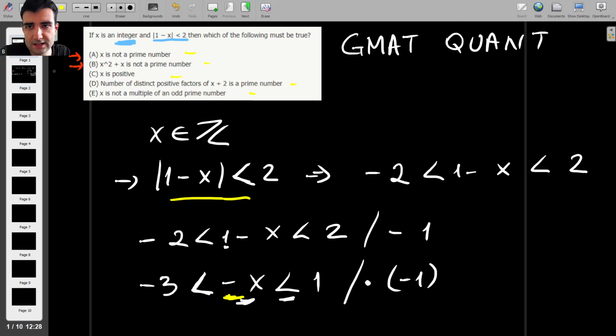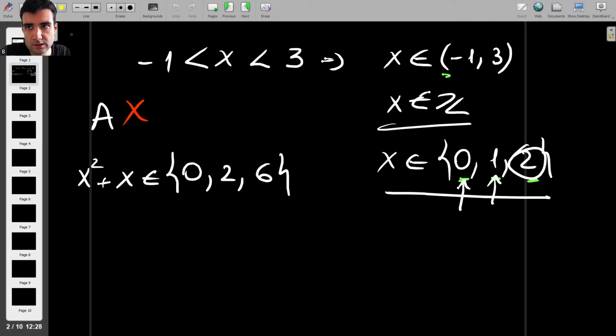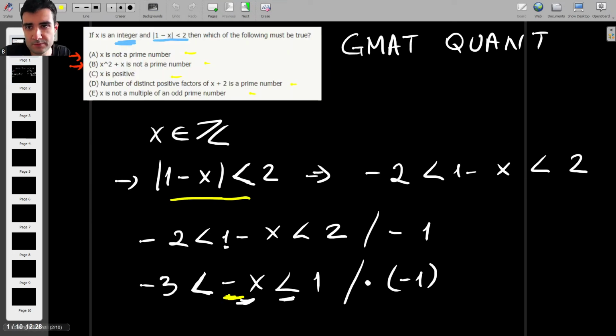x squared plus x is not a prime number. Well, yeah, 0 is not a prime number, 6 is not a prime number, but 2 is a prime number, so it cannot be b either. So let's write b, and then we'll put a red x just to say that it's not b.